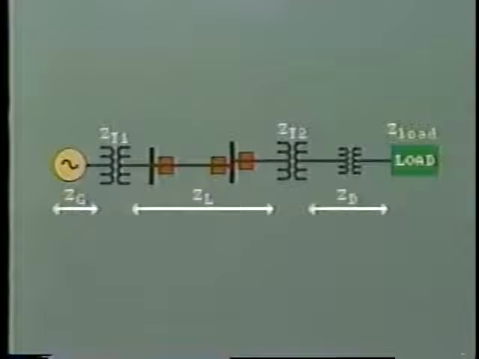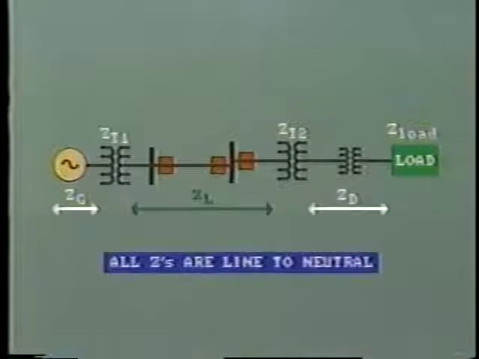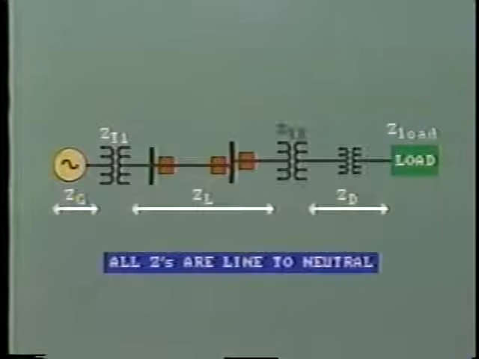Let's take our study a step further now and consider the magnitude and phase angle of the various impedances. Here is another single-line diagram, but this time of a more complicated system. The impedances, line to neutral, are represented here. The generator, the step-up transformer, the transmission line, the step-down power transformer, and here the total distribution circuit, including the distribution transformer, and eventually the impedance of the load.